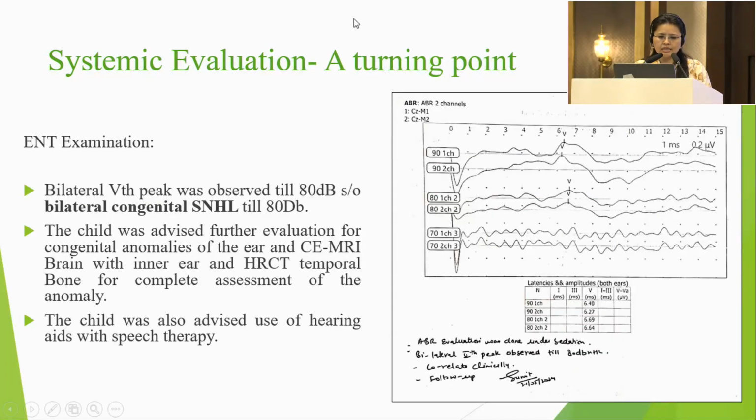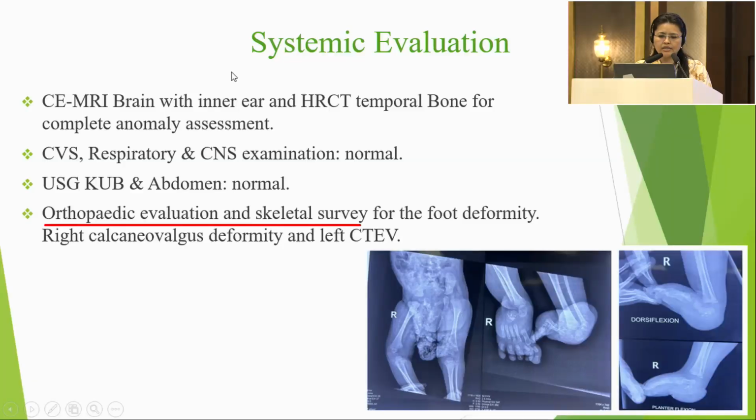On systemic analysis, we did an ENT examination which showed bilateral congenital sensorineural hearing loss in the child. It was further advised to get a CE MRI brain with inner ear and HRCT temporal bone for complete anomaly assessment. The cardiovascular, respiratory, and CNS examination seemed to be within normal limits. USG KUB and abdomen was also within normal limits. But as shown, the orthopedic evaluation and skeletal survey showed a characteristic foot deformity. On the right side, there was calcaneovalgus, and on the left side, there was equinovarus.